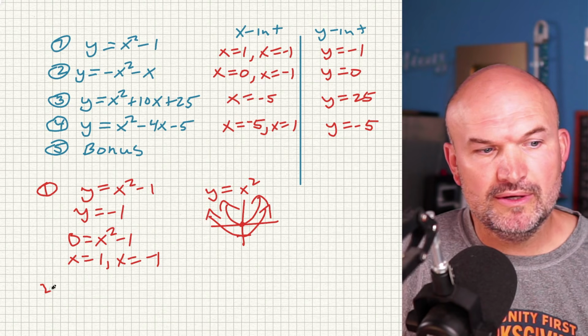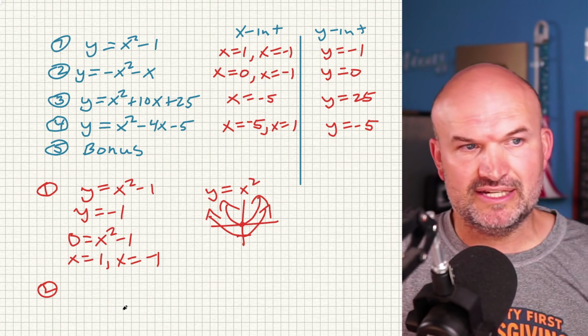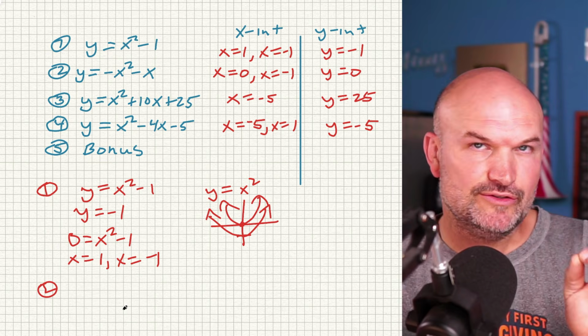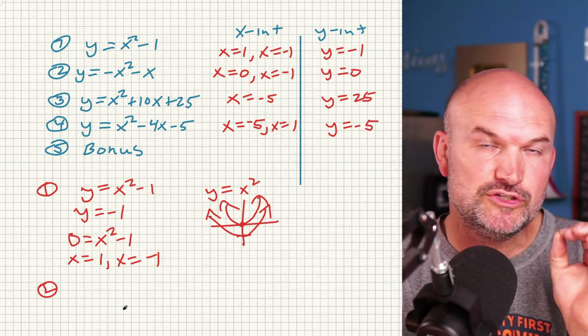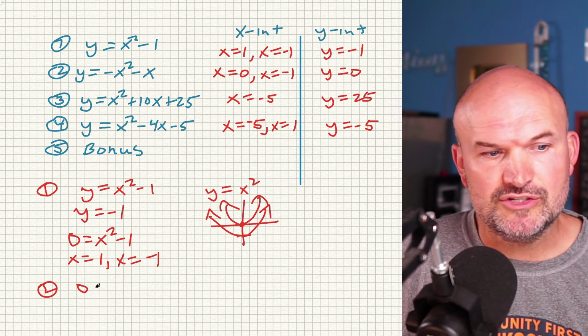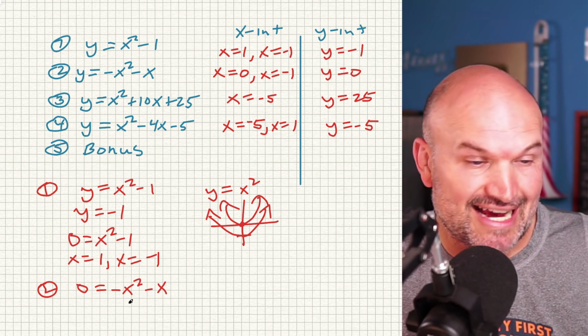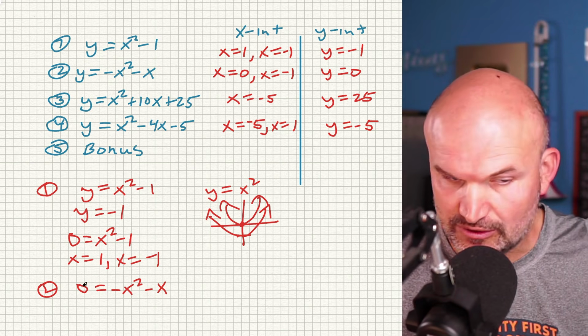Now for number 2, again, going into this factoring approach, I immediately look at this. I now recognize though, I can't use the square root method, right? Because I now have 2 x's. So I know I'm going to have to go into factoring. So if I have 0 equals -x squared minus x, again, I'm going to find the x-intercept first, right? I'm setting y equal to 0.